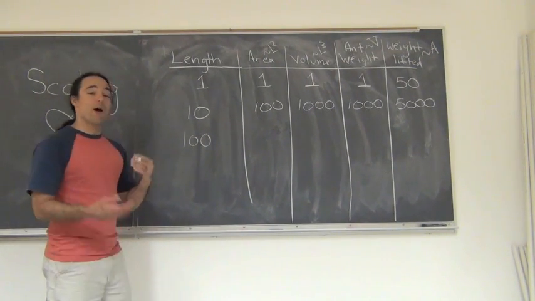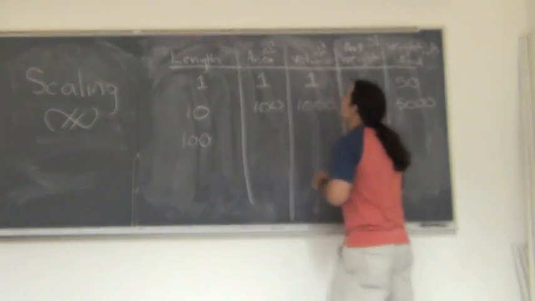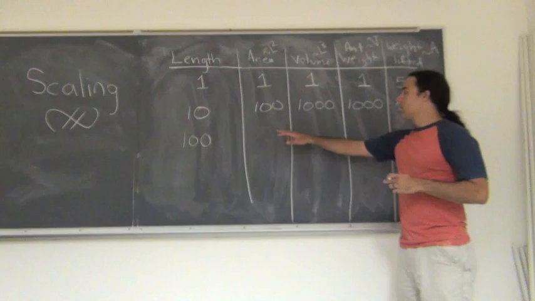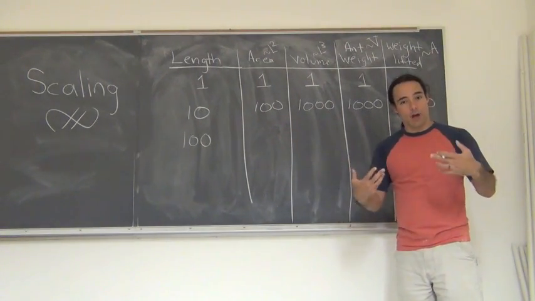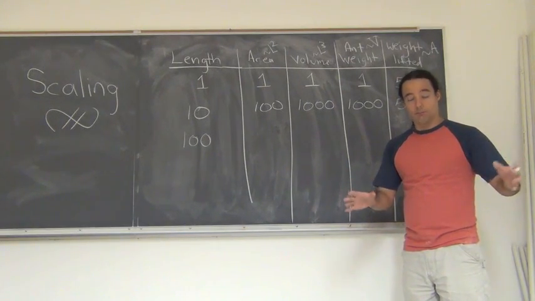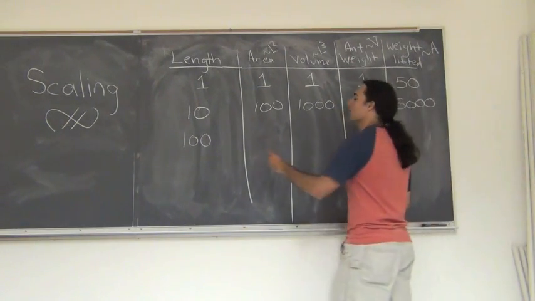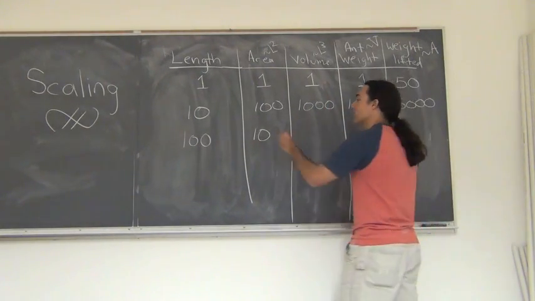100 times bigger. All right, well, how many times bigger is the area? Well, the area scales as L squared. So therefore, it's got to be 100 times 100 times bigger, because it's going to be 100 squared times bigger. 100 times 100 is how big? 10,000. I'm going to do this in scientific notation. 10,000 is 10 to the 4th.